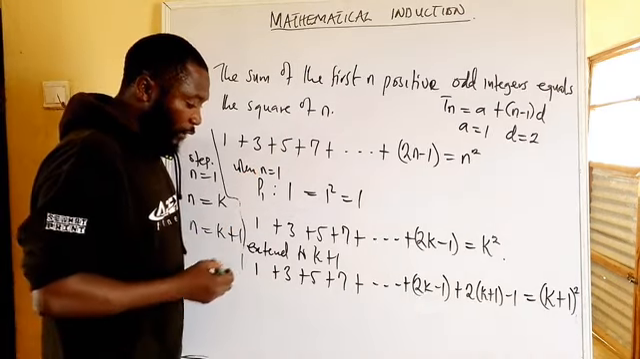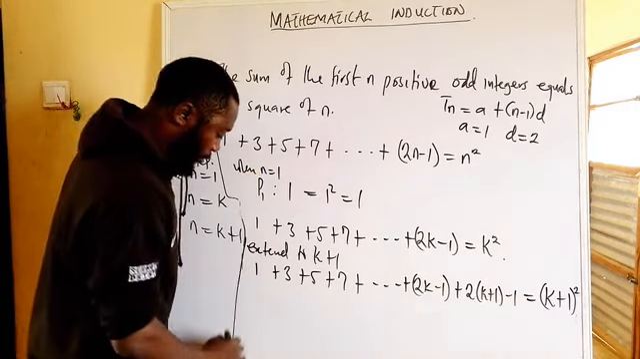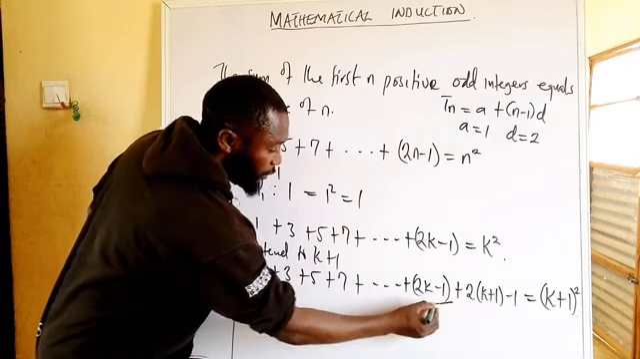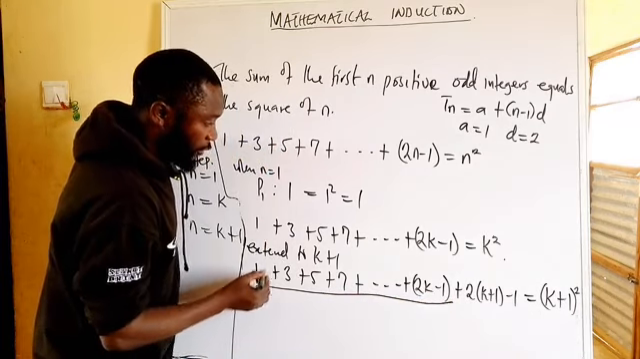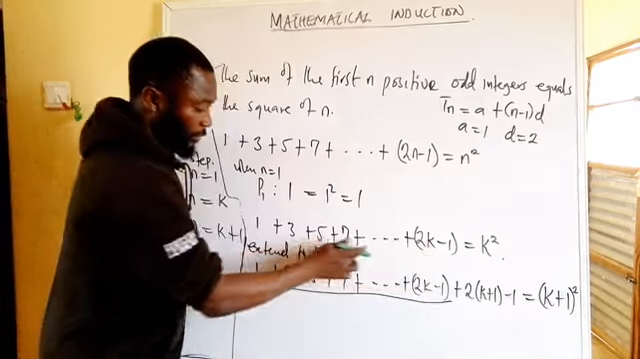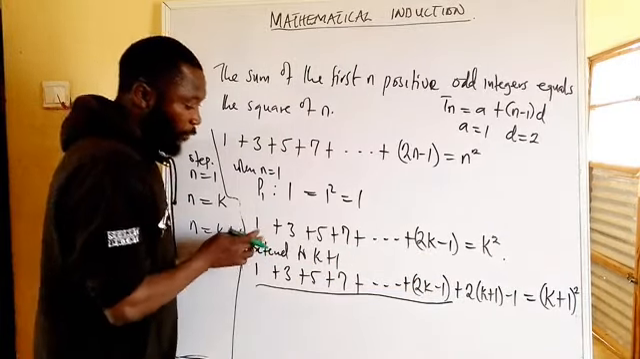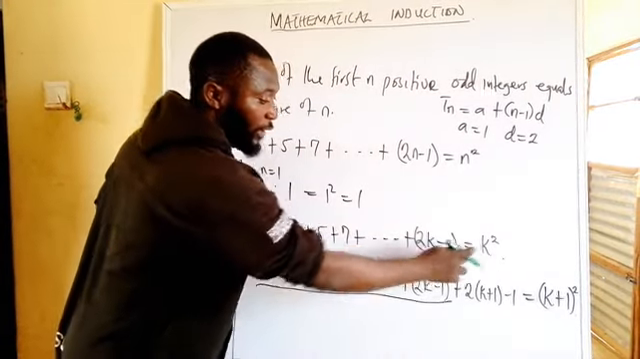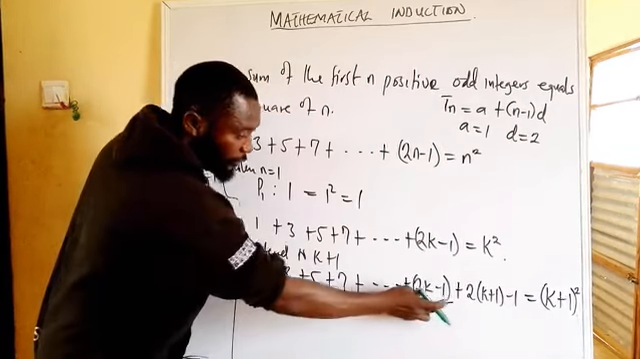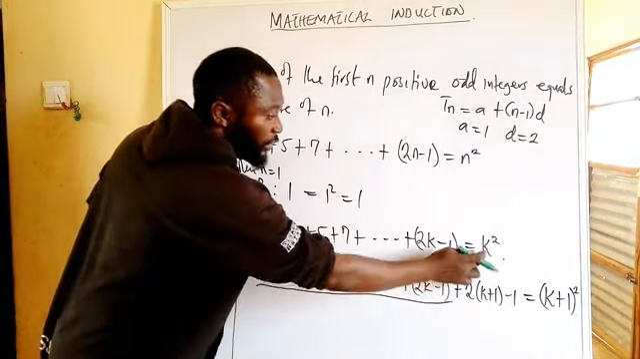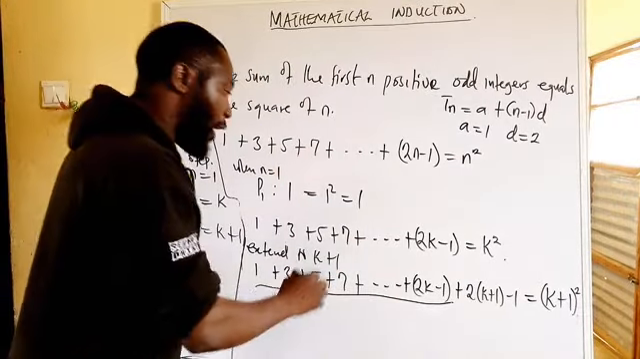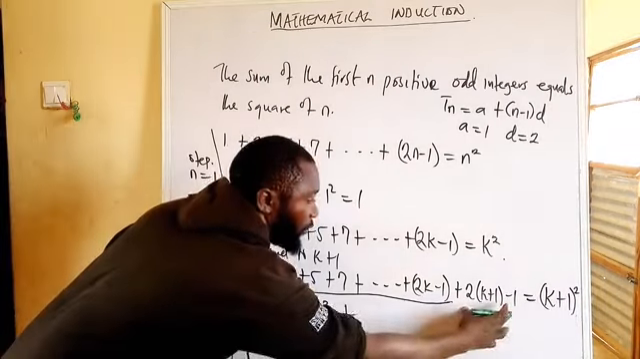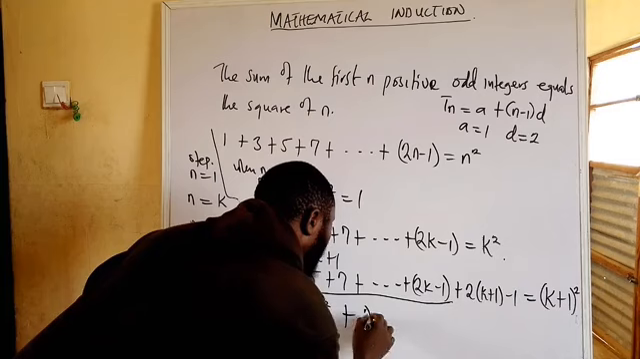So now, look at here. We have 1 plus 3 plus everything up to this. All this, are they not the same thing as this? They are the same. And what is the result of this? Is it not k squared? It means we can replace all this together. We can replace it with what? k squared. So now we have k squared plus this one, which is a 2.